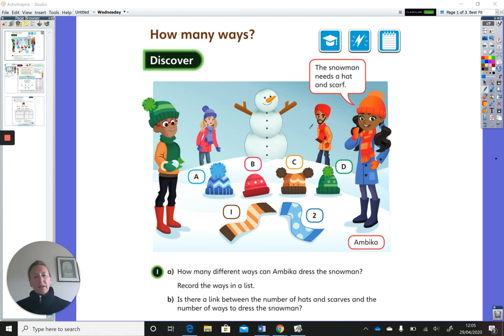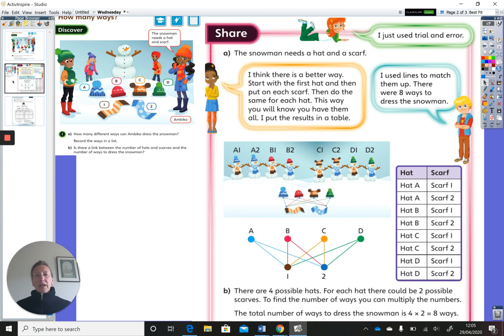So as per normal, if you want to pause me or stop me for a few minutes and see if you can work out that answer, then please do so. What I'm going to do now is show you how I would answer that question. And the thing to realise is there's more than one way of doing this.